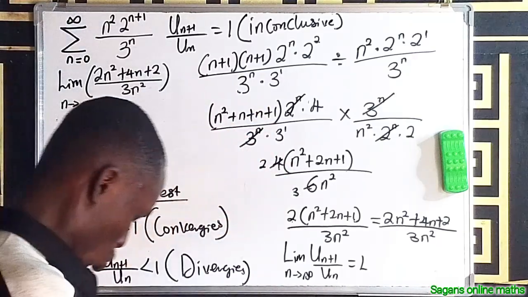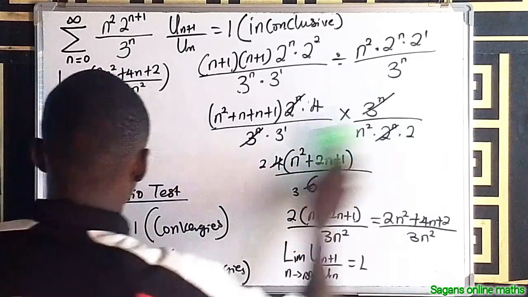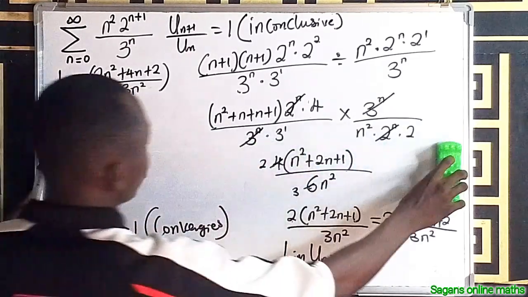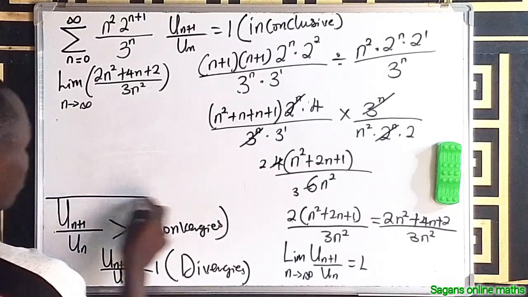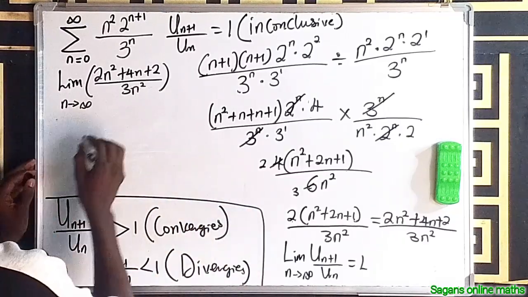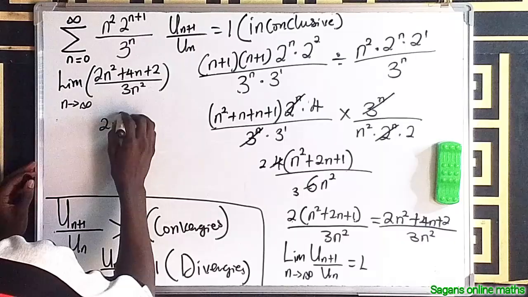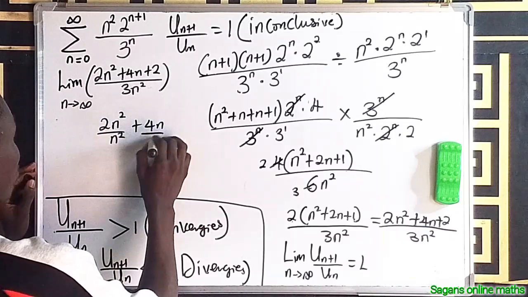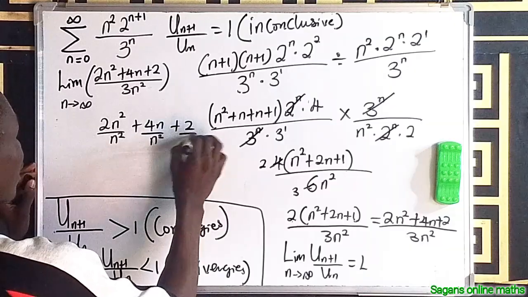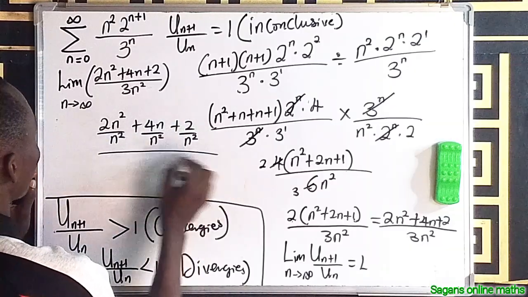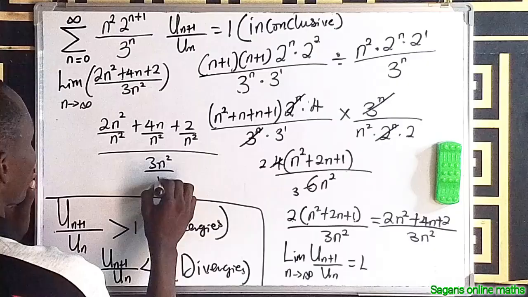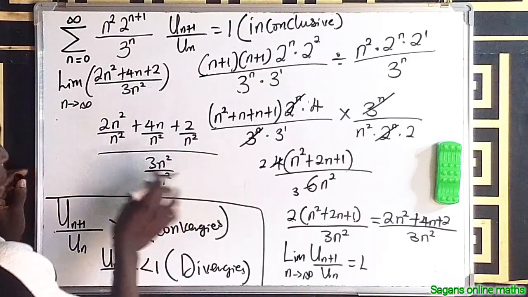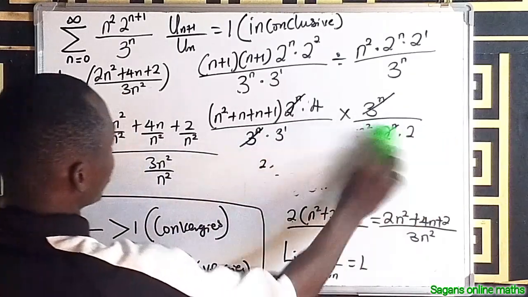Okay. So if we do that, I don't want to remove this, so I want to make use of this. Let me remove this visual text. So if we do that, let's see what we're going to have. This is 2n to the power of 2 divided by n to the power of 2, plus 4n divided by n to the power of 2, plus 2 divided by n to the power of 2, all divided by 3n squared divided by n to the power of 2. Because we are dividing both the numerator and the denominator by n to the power of 2, right?